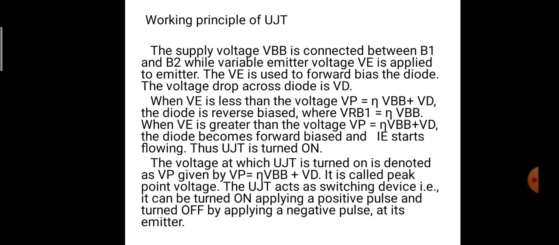The voltage at which UJT is turned on is denoted as VP, given by VP equal to eta VBB plus VD. It is called peak point voltage. The UJT acts as a switching device, that is, it can be turned on by applying a positive pulse and turned off by applying a negative pulse at its emitter.